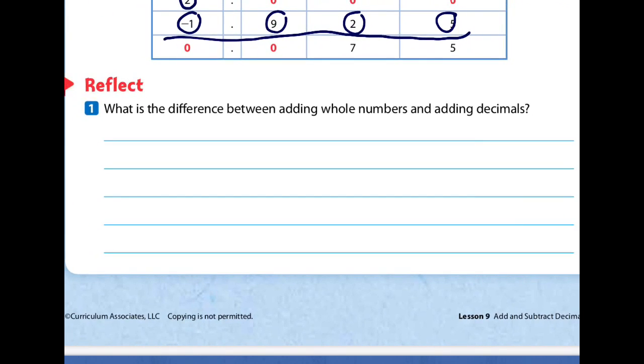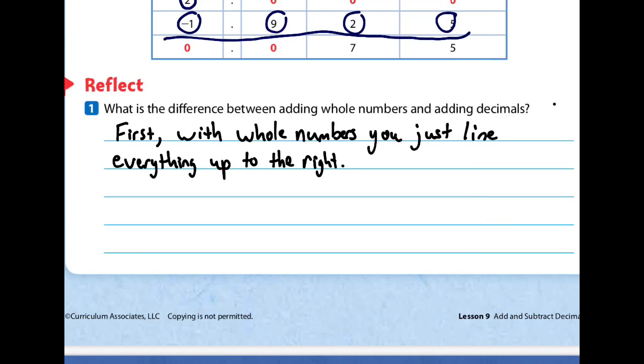So the first difference is this. I said first, with whole numbers, you just line everything up to the right. And what I mean is in 27 plus 3 plus 300, you would line everything up, your 27 with your 3 and your 300, because that keeps your ones digits lined up. Okay? That's what I meant in my first sentence. Now, how is that different from decimals? Well, that's what I'm going to write next.